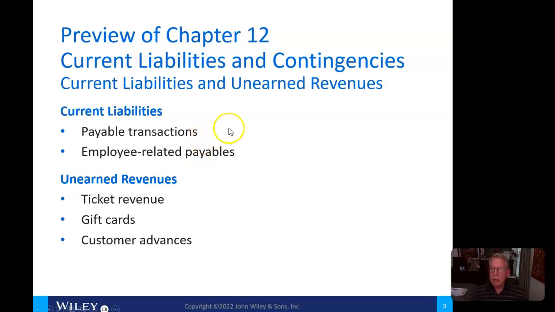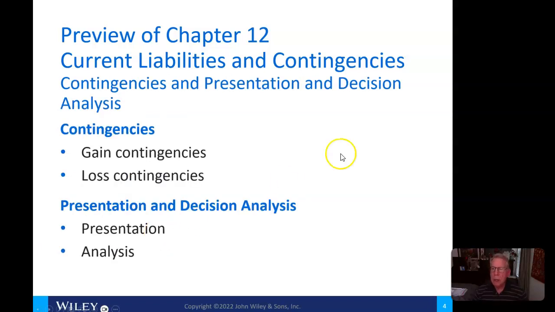Let's take a look first at previewing the chapter. And here are current liabilities. We have payable transactions and employee-related payables. And then we have our unearned revenues, and I think you've had some of these, and we'll discuss that at more length as we proceed. We'll move on to contingencies. Here are our gain contingencies and loss contingencies, and finally, our presentation and decision analysis.